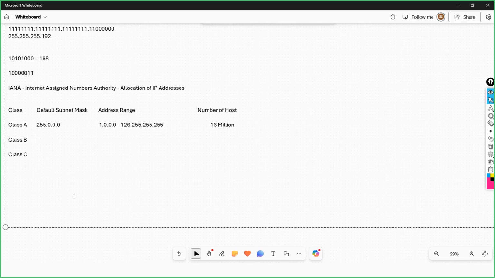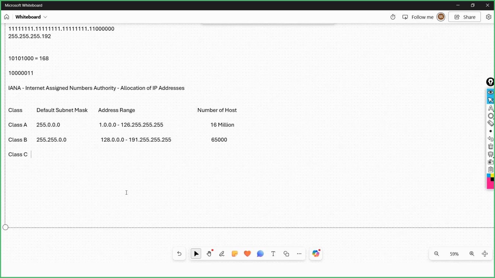Then for class B, the default subnet mask is 255.255.0.0, and the address range starts from 128.0.0.0 to 191.255.255.255, and the number of hosts is 2 raised to 16, meaning 65,000. Yes, 65,000 number of hosts.